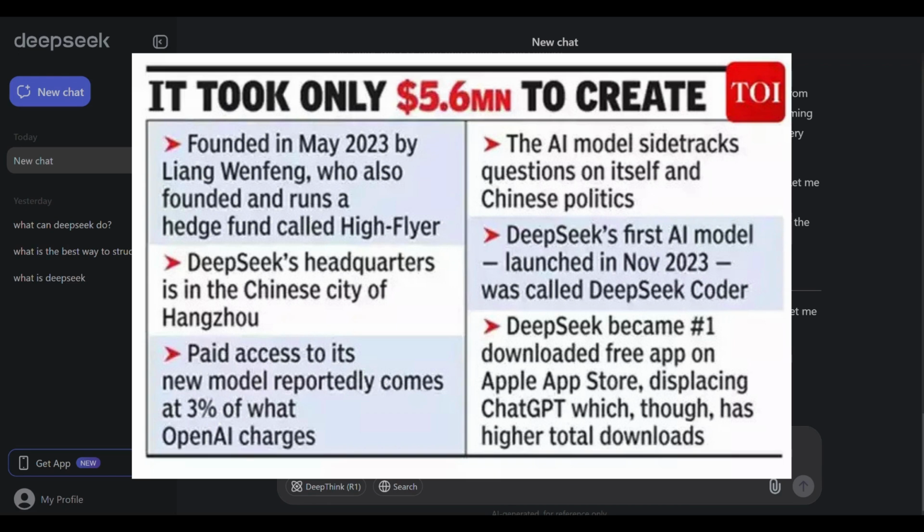DeepSeek is a privately owned company, which means investors cannot buy shares of stock on any of the major exchanges.